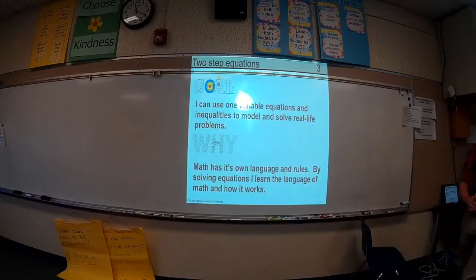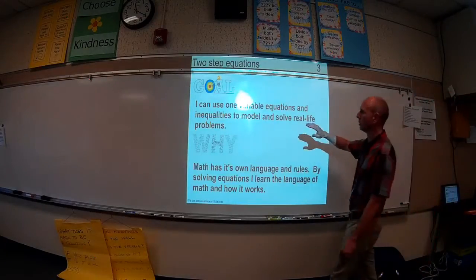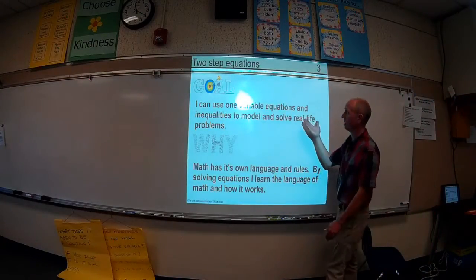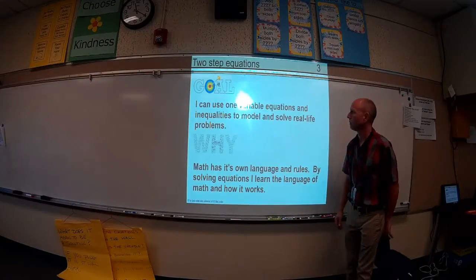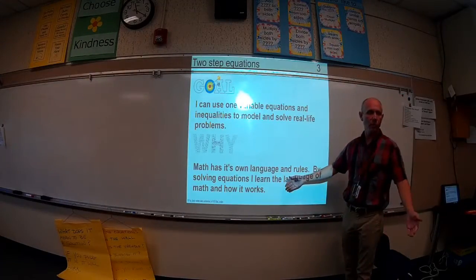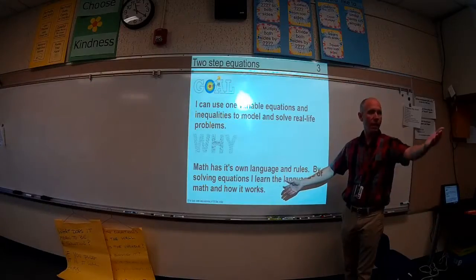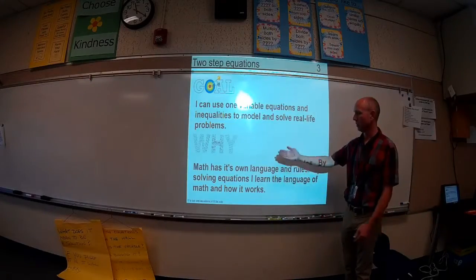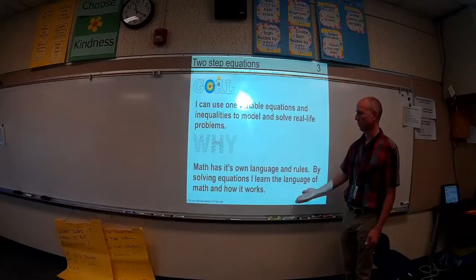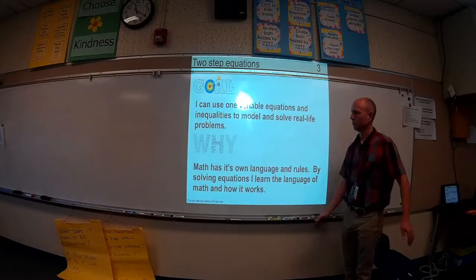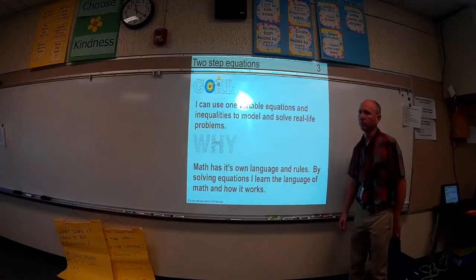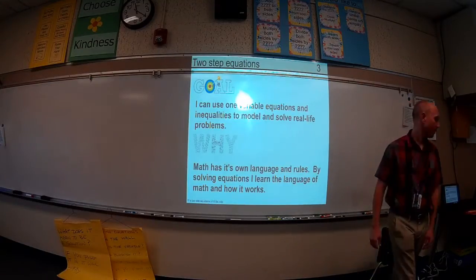Let's read the learning goal for me, Nico. Nico: I can use one variable equations and inequalities to model and solve real-life problems. And why is this relevant to us? Gavin: This is relevant to us because math has its own language and rules. By solving equations, I learned the language of math and numbers. Good.